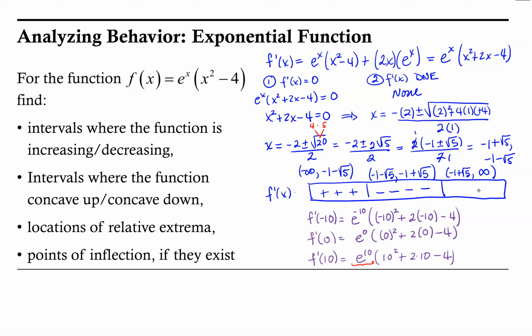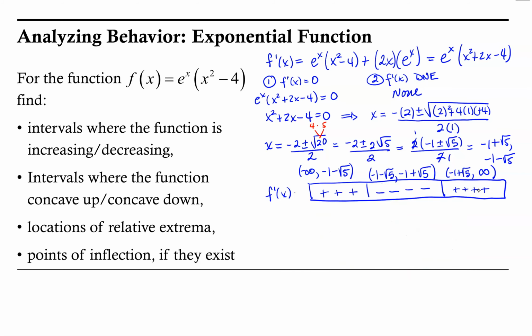E to the 10 will be positive. 10 squared plus 2 times 10 minus 4 will be positive as well. And a positive times a positive number is a positive number. So now we need to interpret the information we have.